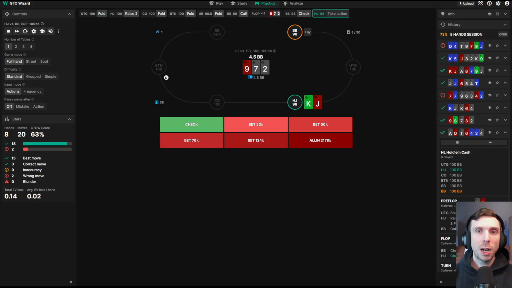King Jack, hijack versus big blind. This is one of those boards where, again, we can probably go a few sizings. There's no range advantage for the sets. So I would not want to go an overbet here, but I do think we're going to have small, medium, and large.